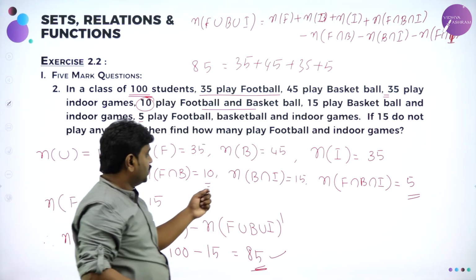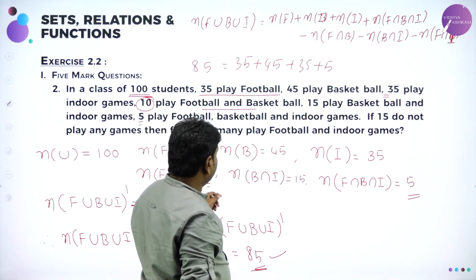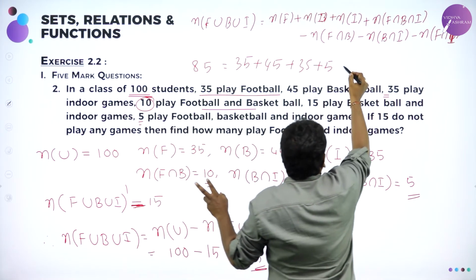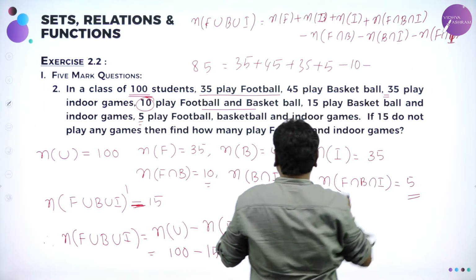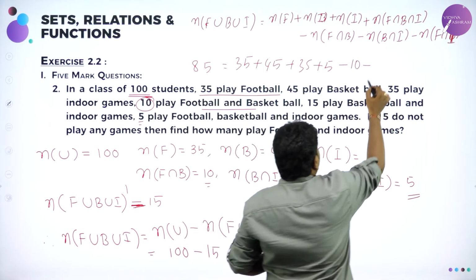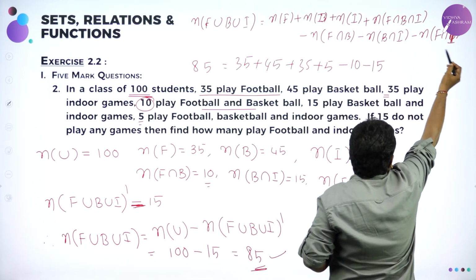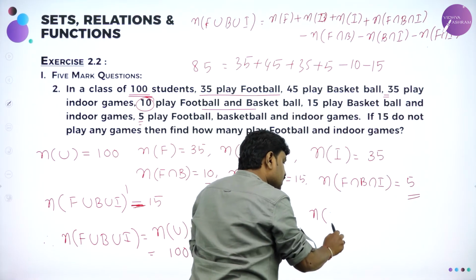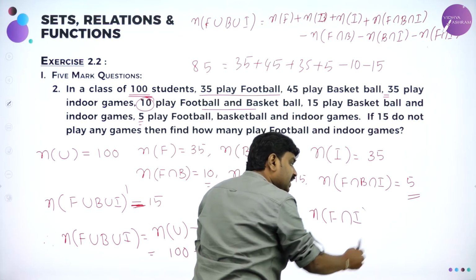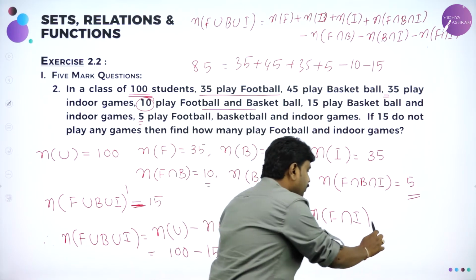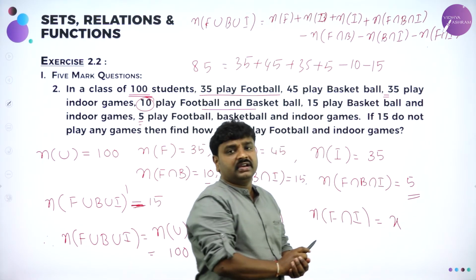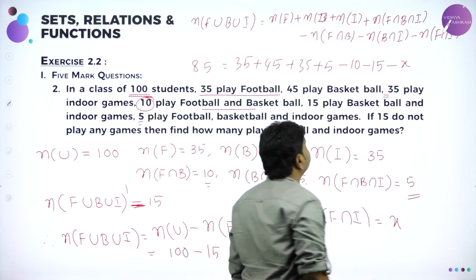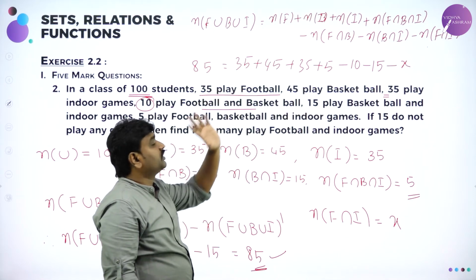Then F and B you should remove, F and B is 10, minus B and I is 15, minus F intersection I. This is what we need to find. So we can say, how many play football and indoor? We call it x. So now I need to find this x, that is minus x. Now you solve this equation and get x.